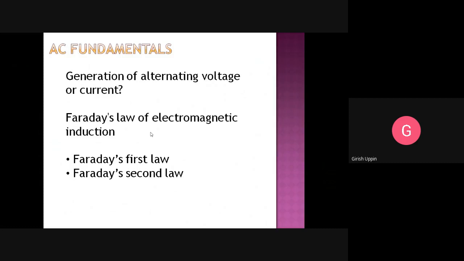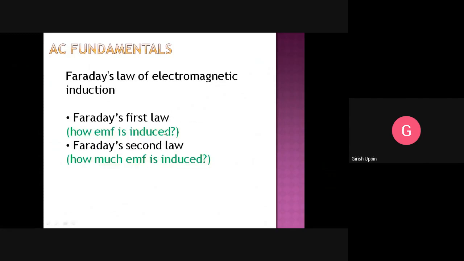And how do we generate the alternating voltage? For generating alternating voltage or current, it follows Faraday's laws of electromagnetic induction. Two laws are there. Faraday's first law tells us how EMF is induced in a particular coil or conductor, and the second one tells us about the magnitude, how much EMF is induced. If you answer the question of how EMF is induced, that itself is Faraday's first law.